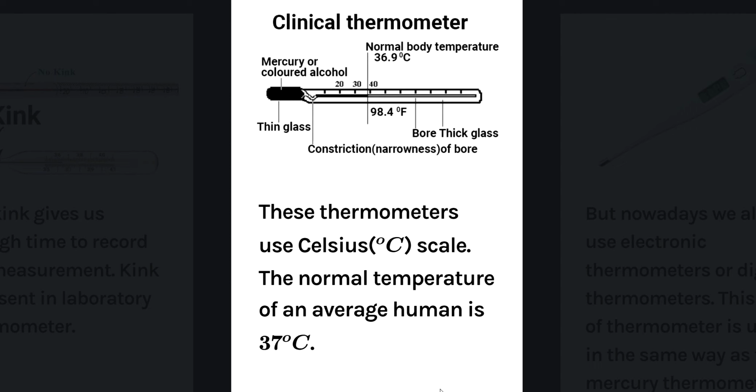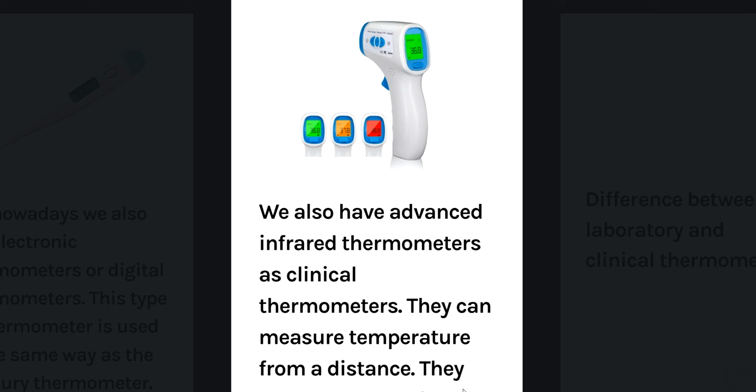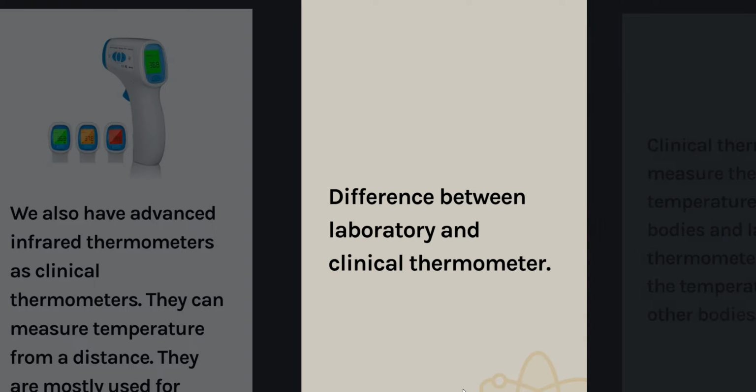Students, not only this, nowadays we also use electronic or digital thermometers. This type of thermometer is used in the same way as the mercury thermometer, but it is not included in our syllabus. We also have an advanced infrared clinical thermometer. It can be used to measure temperature from a distance. They are mostly used for babies now.